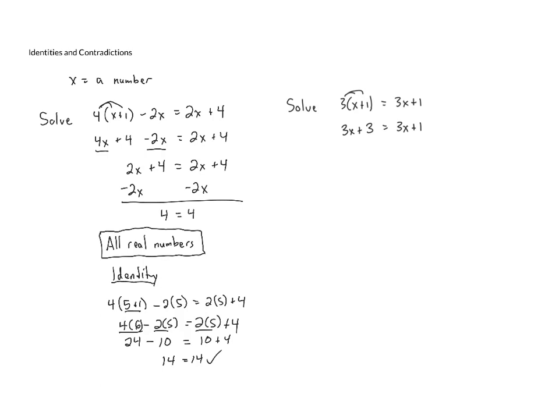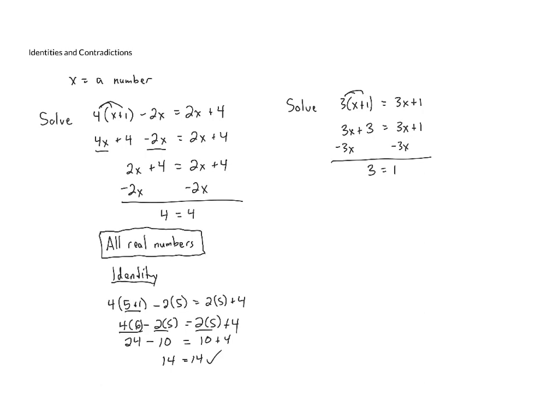Now, we're in the situation where we have variable terms on both sides, so we need to eliminate one, and we can do that by subtracting 3x on both sides. The x's cancel on the left, leaving us with that 3. And on the right, they cancel, leaving us with that 1. So we end up with 3 equals 1. Does 3 equal 1? No, 3 is never equal to 1.